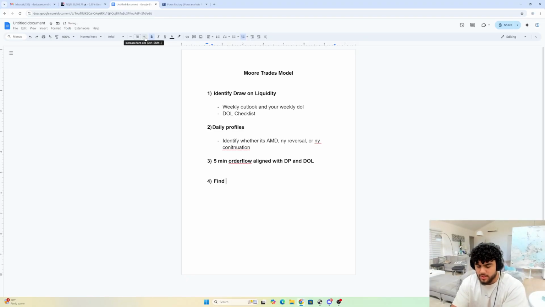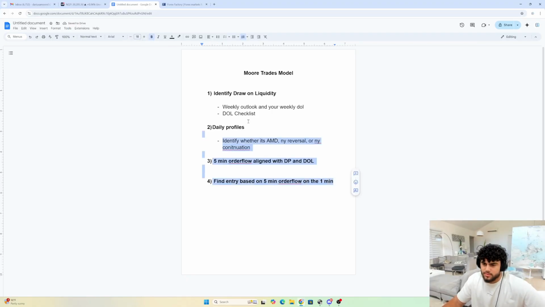It's typically on the 1 minute. This is literally my strategy. This is it. Identify the drawn liquidity. Identify the daily profile, so in that way you can decide which drawn liquidity is more likely to get hit. After that, identify the 5-minute order flow that aligns with your daily profile and your drawn liquidity. Then find an entry based on the 5-minute order flow, but you use the 1 minute.